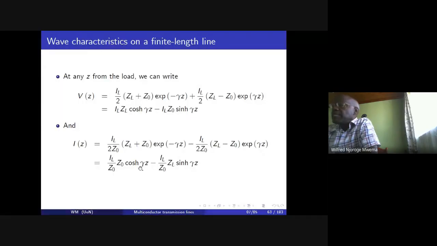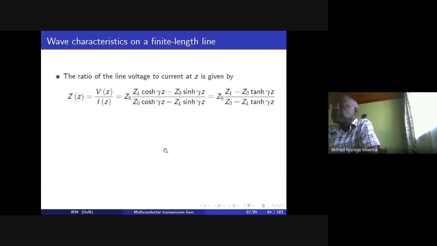And for the current, we do the same, and we see that now we have a separation. The reason why I haven't cancelled the Z0 here is just so that we can see the expressions as they look in full. Here we have a similar value, that is IL divided by Z0 and multiplied by Z0 hyperbolic cosine of gamma Z, minus ZL hyperbolic sine of gamma Z.